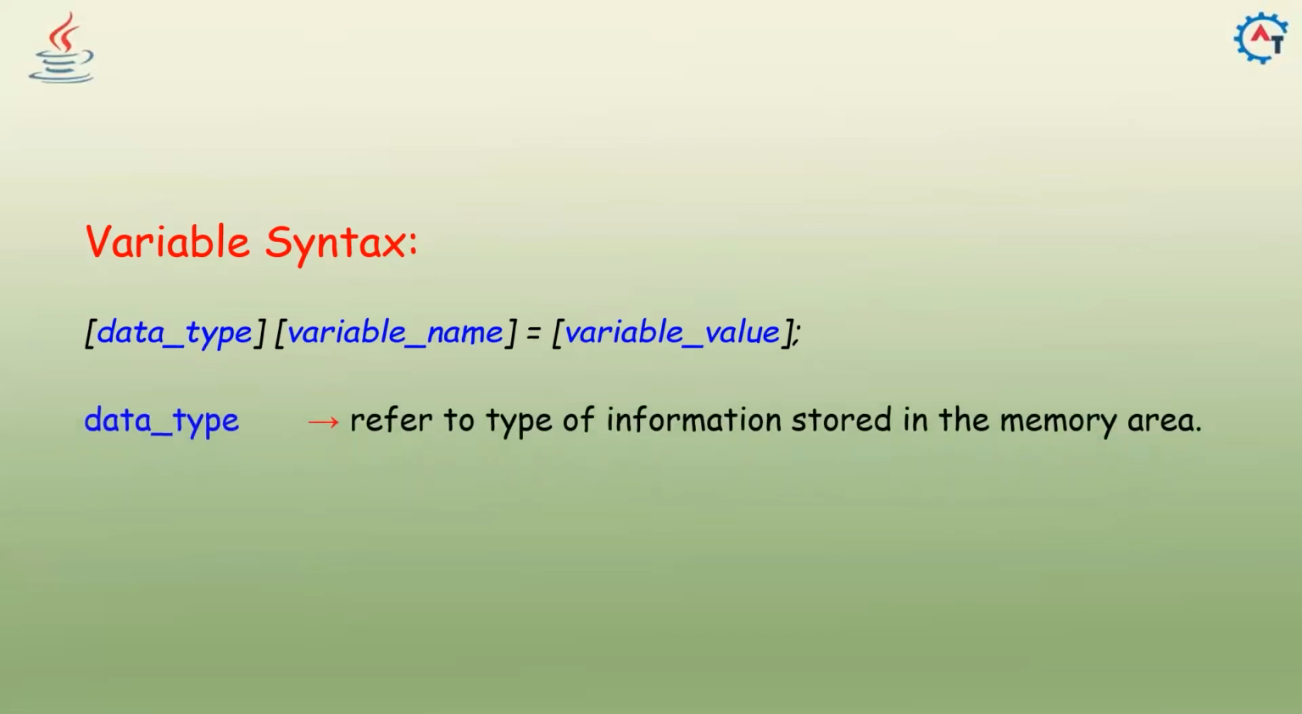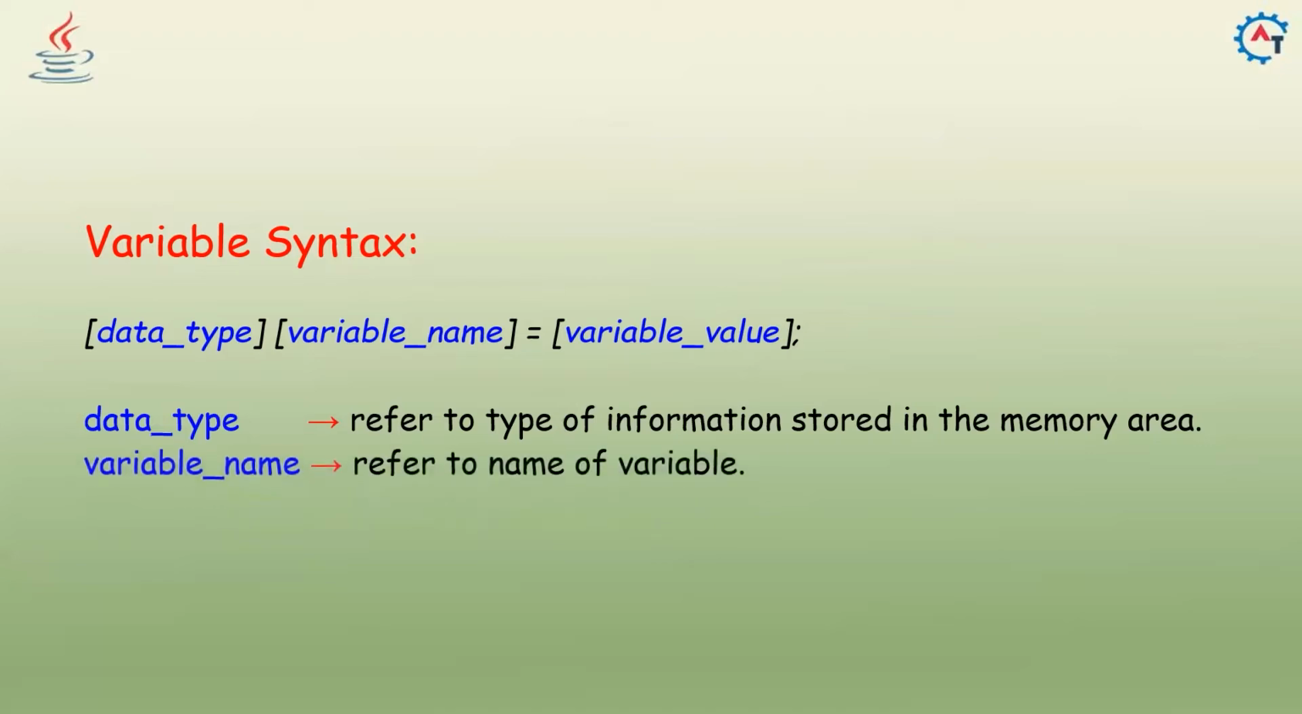Data type refers to the type of information stored in the memory area. So what kind of information are you going to store? A number, a character, a sequence of characters, meaning a string or word. That kind of information you need to mention. I am going to store this kind of information. So that will be represented by data type.